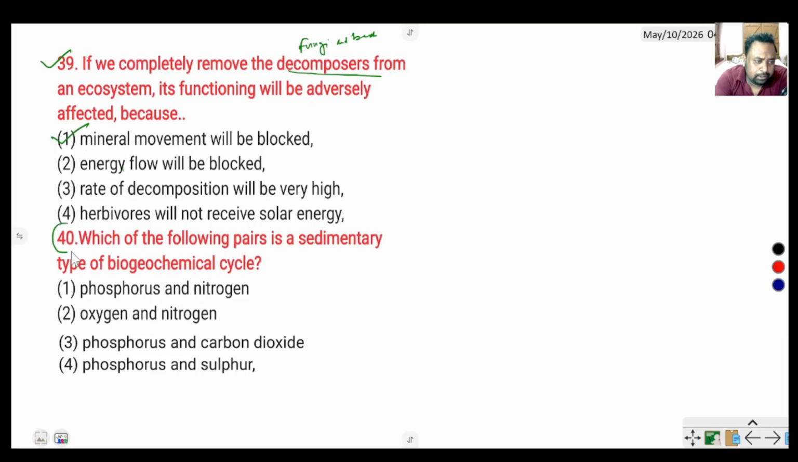Question number 40. Which of the following pairs is a sedimentary type of biogeochemical cycle? Phosphorus and sulfur is a sedimentary biogeochemical cycle, but here carbon dioxide is a gaseous cycle, oxygen gaseous cycle, nitrogen gaseous cycle. A sedimentary cycle means the cycle starts from the soil.